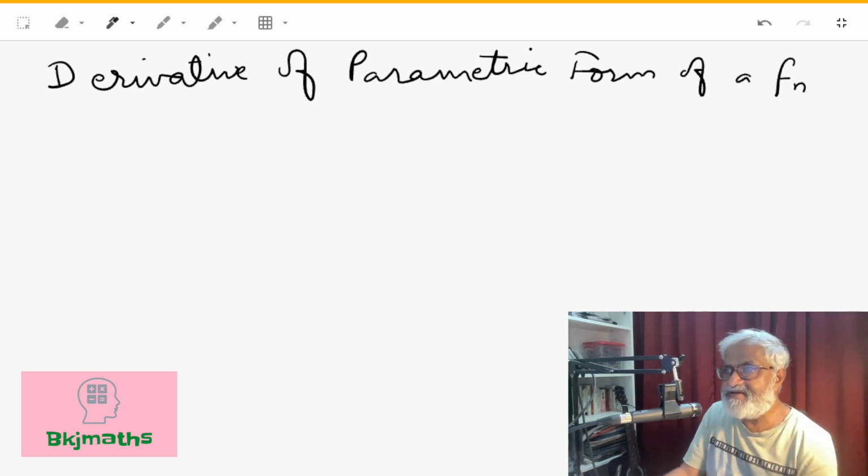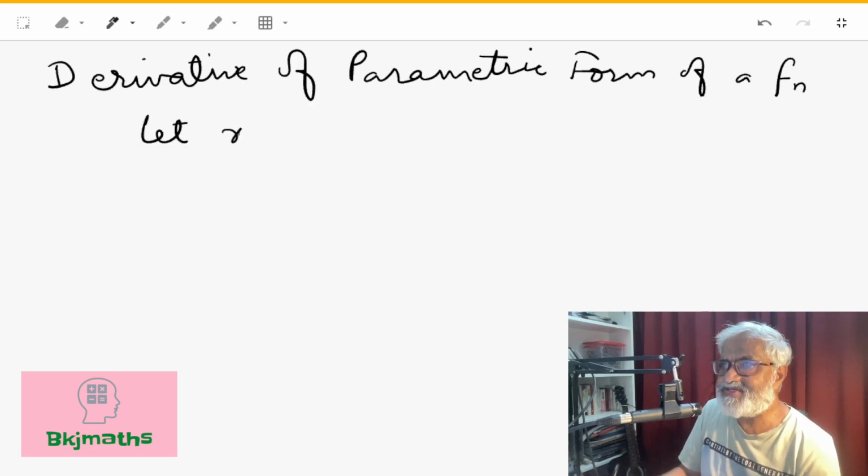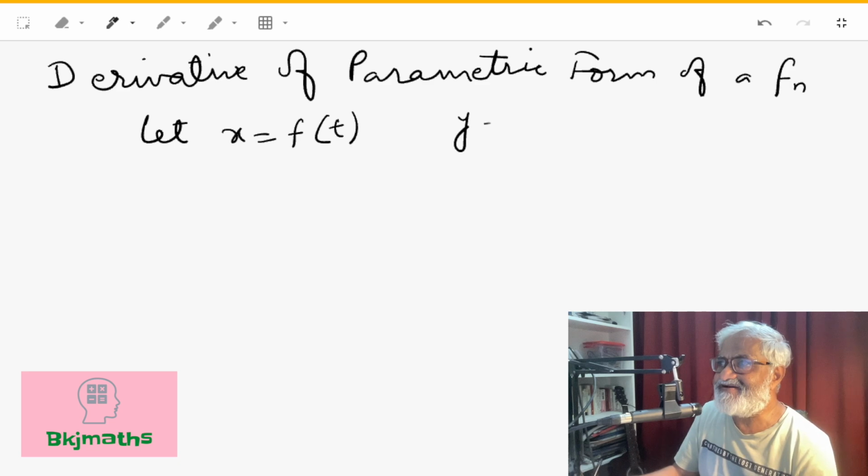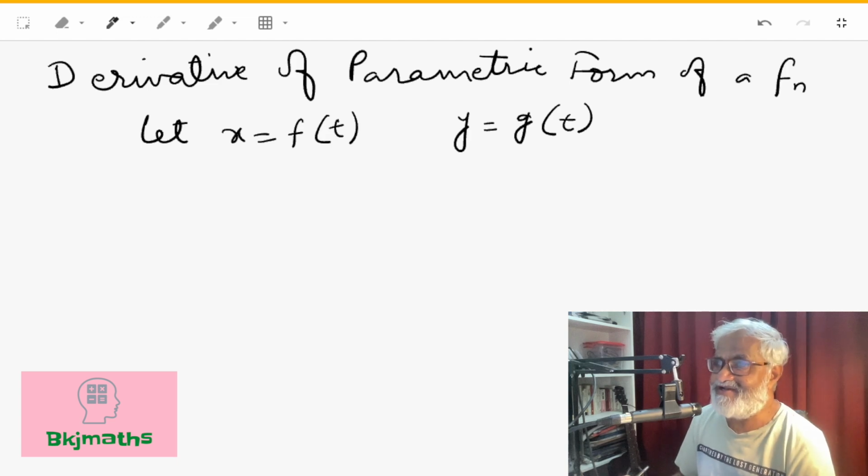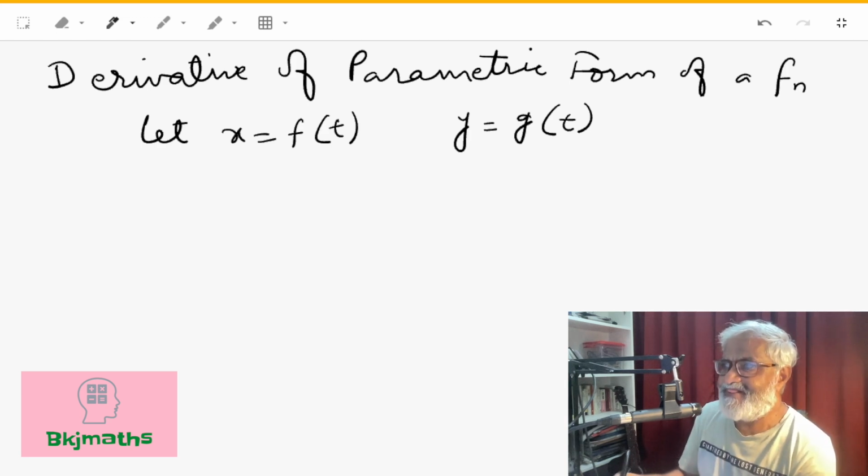Let x be a function f of t and y be another function g of t, and you have to find dy by dx. While x and y are not directly related to each other, t is the parameter. Both x and y are differentiable. Then you have to find dy by dx.